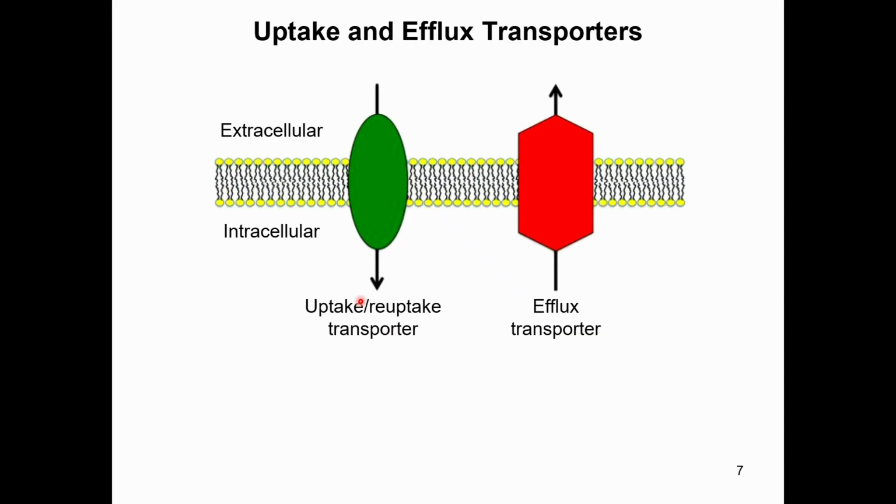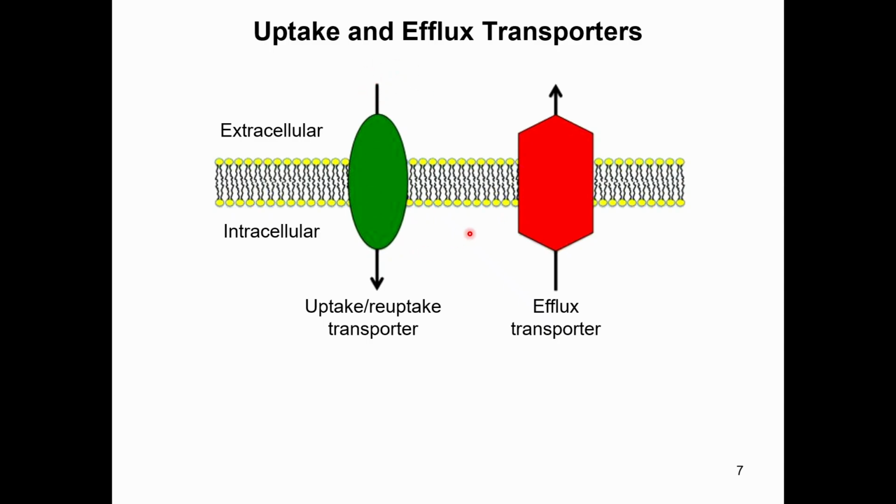Reuptake transporters are also important. They are also moving things from outside the cell into the cell. But this is, for instance, important in neuropharmacology. One of the most important reuptake transporters is, of course, the serotonin reuptake transporter. And of course, the synapse is outside the cell, right? And reuptake transporters are taking neurotransmitters and putting them back into neurons. So that's going to affect ADME, the concentration of neurotransmitters in the synapse in this case.